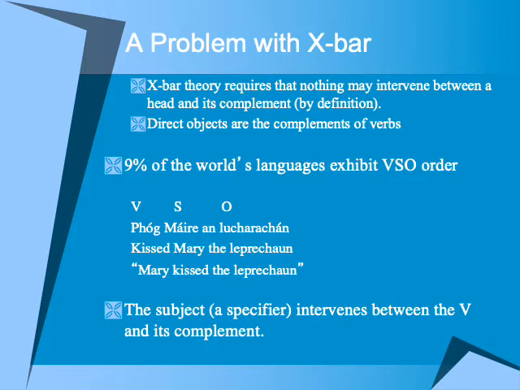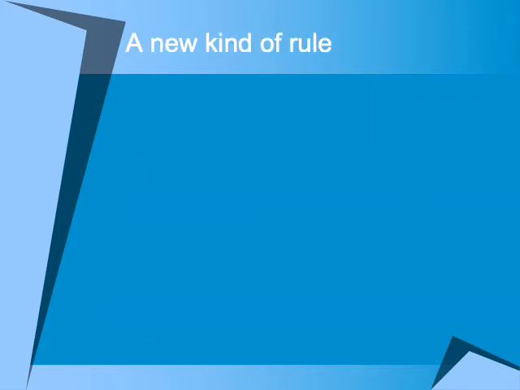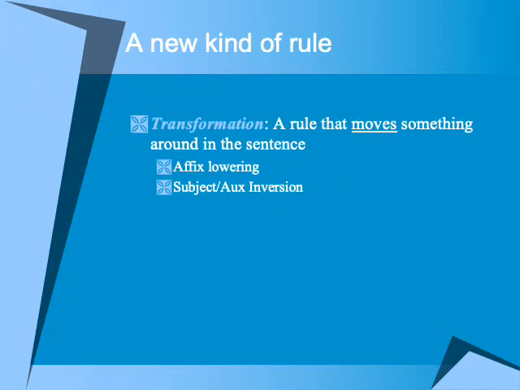And in Irish, the subject intervenes between the verb and its complement. And if we follow the X-bar structure, we cannot draw a tree like this. So in order to explain this kind of word order, we are going to introduce something called transformation in this chapter. Transformation in Japanese means henkei, or it means idou.